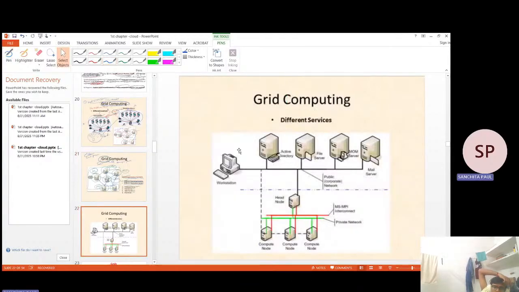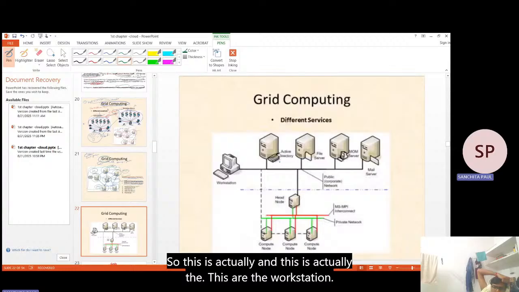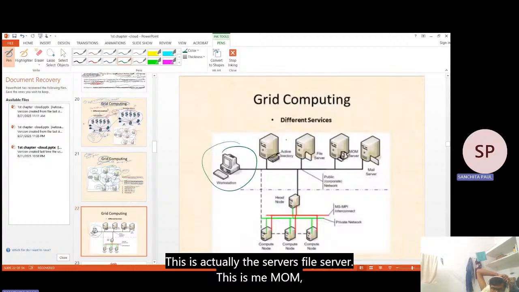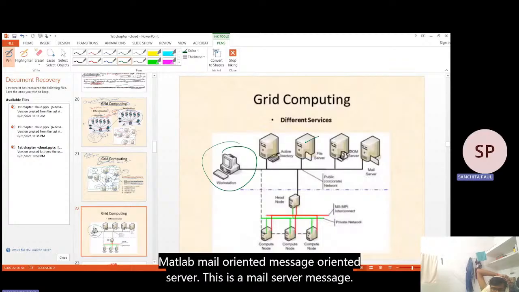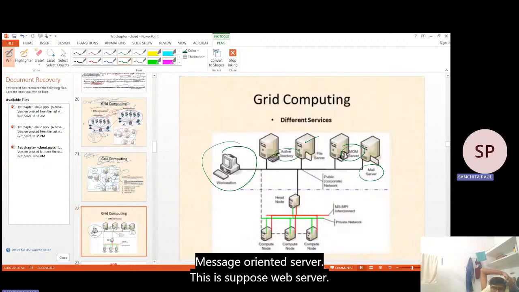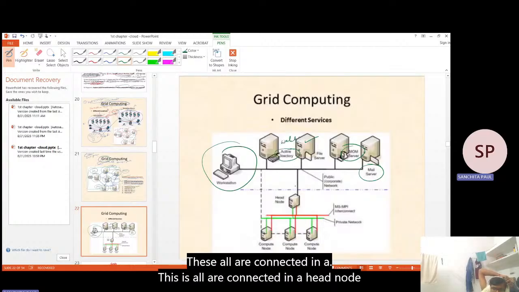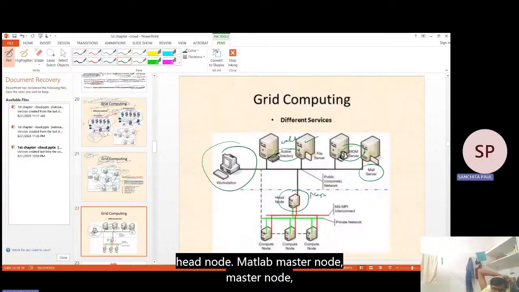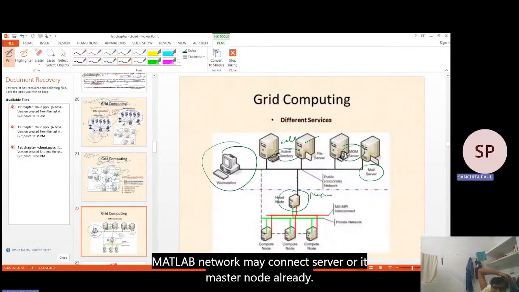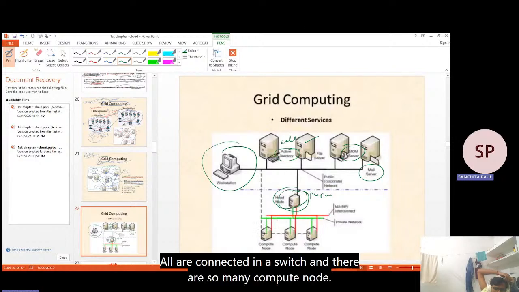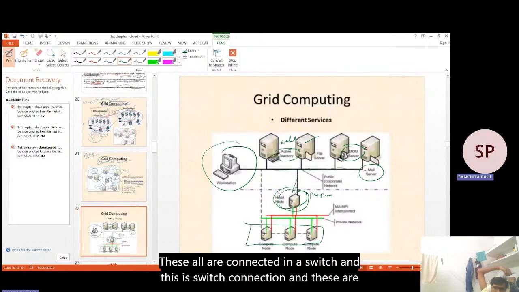Okay, so this is actually, यहाँ पे आप लोगों को दिख ही रहा है कि these are the workstations, these are the servers, file server, this is MOM, मतलब message oriented server, this is a mail server, this is suppose web server. ठीक है, these are all connected to a head node, मतलब master node. मास्टर नोड मतलब एक नेटवर्क में कनेक्ट कर दिया अलग अलग सर्वर और एक मास्टर नोड यहाँ पे ऑलरेडी है, all are connected in a switch, and there are so many compute nodes, these are all connected in a switch, and this is the switch connection and these are the compute nodes.